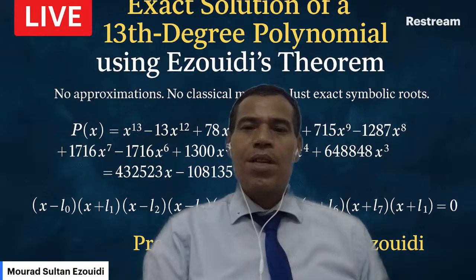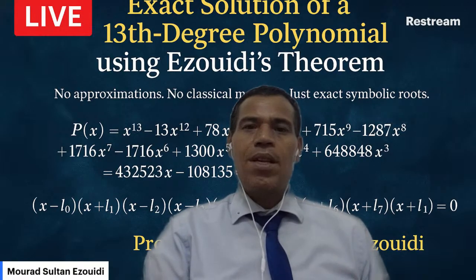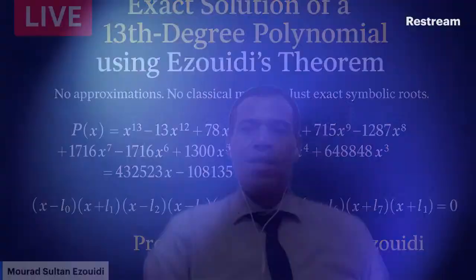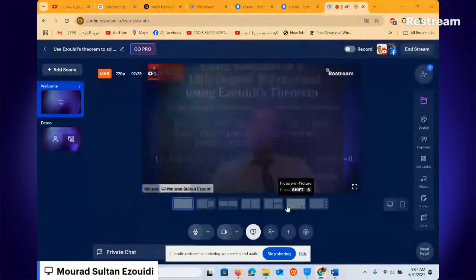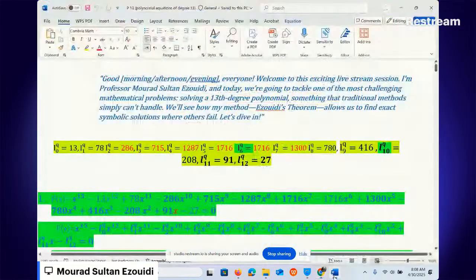Now, I will share the screen with you, my professors, learners, students and colleagues, so that you can see that symbolic exact roots, in fact, are reachable. Okay, so this is our 13-degree equation.